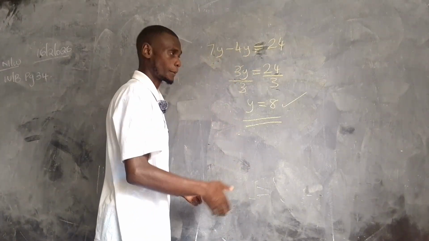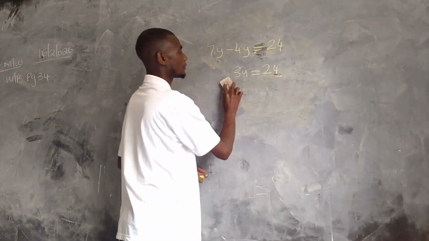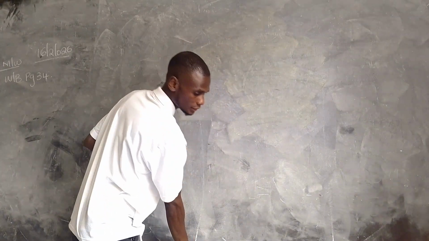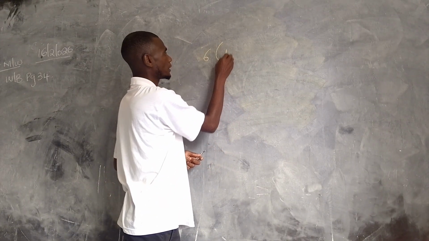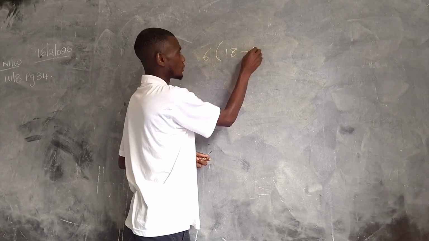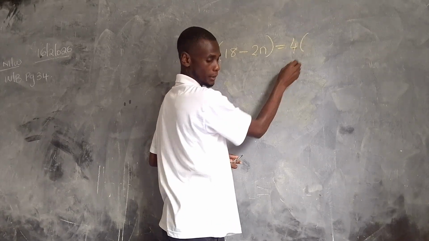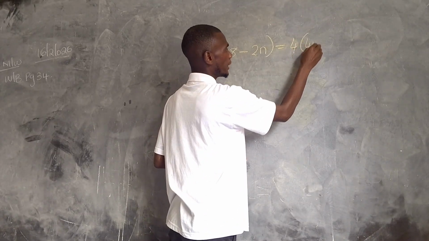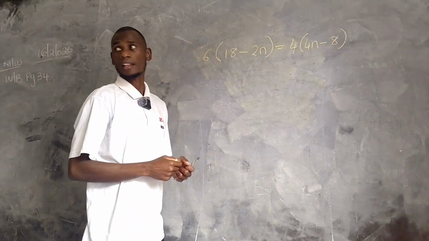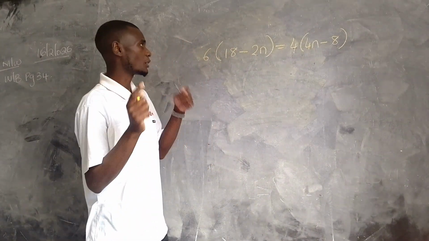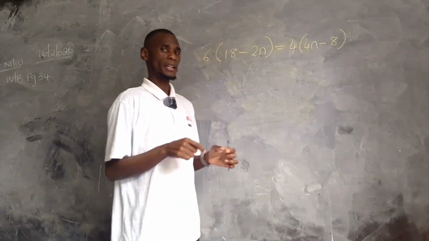We are moving step by step. So let me move to a bit more advanced one. We will have 6 into (18 minus 2n) is equal to 4 into (4n minus 8). We are solving, and that means we want the value of the unknown, and the unknown here is the letter n. Which number is represented by letter n?